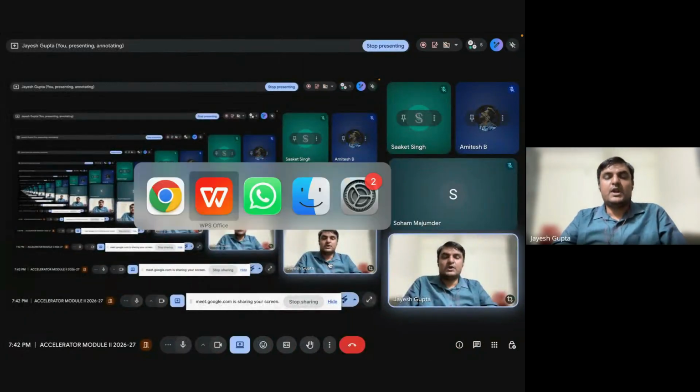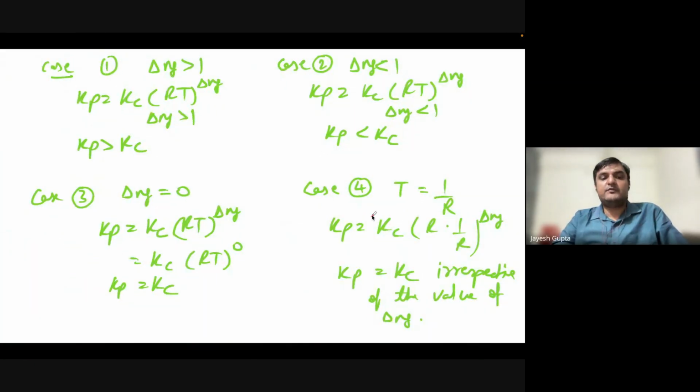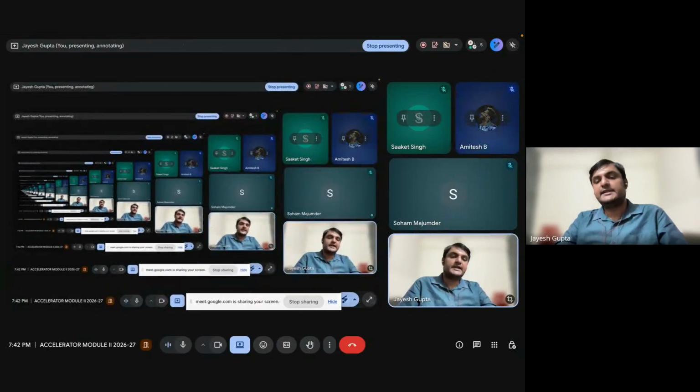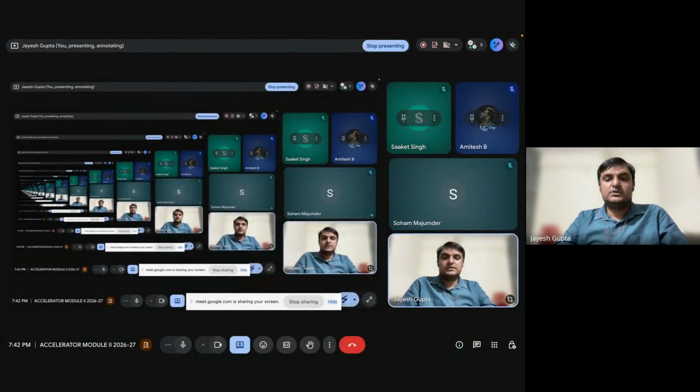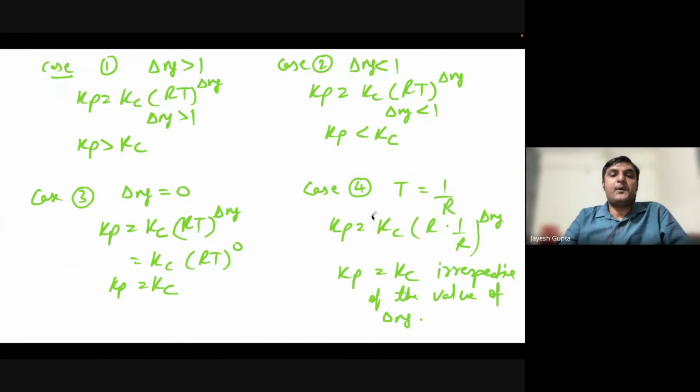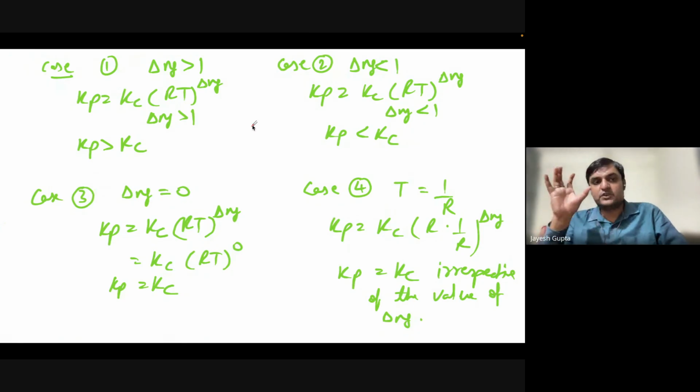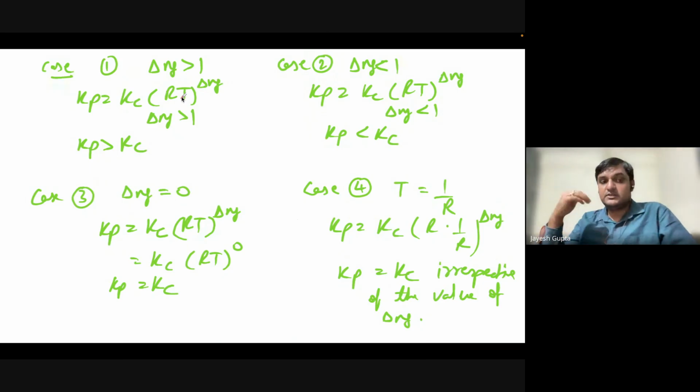Okay. So now we have to see in which case Kp will be greater than Kc, in which case Kp will be less than Kc, or in which case it will be equal. It will depend on the delta ng value. If your delta ng is greater than 0, I mean the summation of coefficients on the product side is higher, you will write Kp is equal to Kc into RT to the power delta ng. Of course your Kp will come higher than Kc, because RT will have some value and you are raising it to the power delta ng, which is positive. So Kp will be greater than Kc.